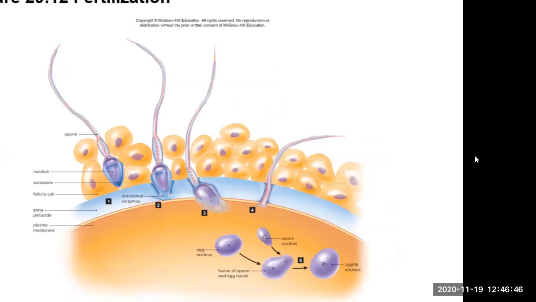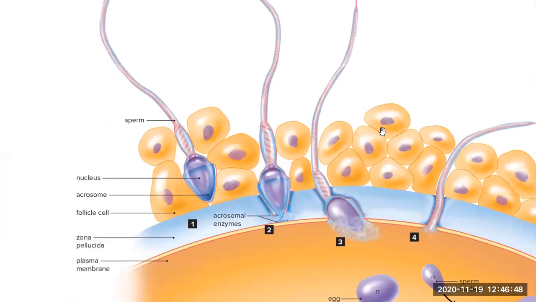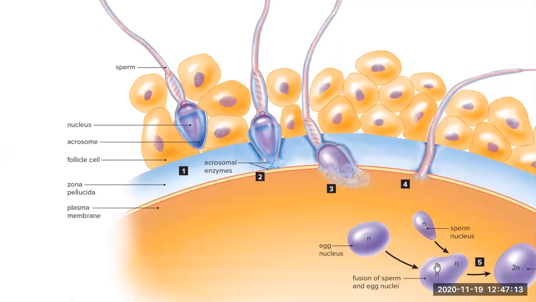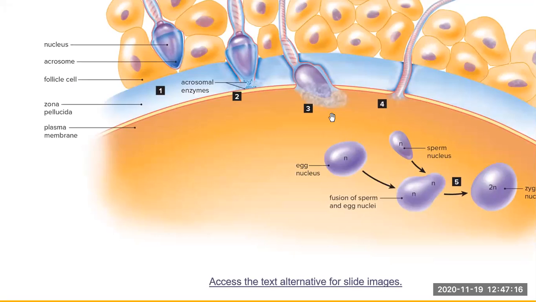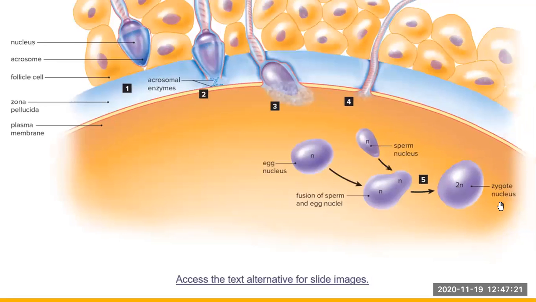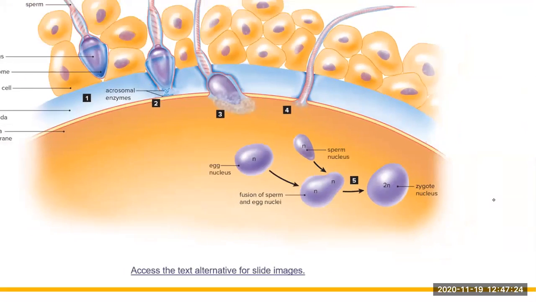This is a close-up of how the sperm penetrates the egg. This is the sperm head, and you can see the nucleus and the acrosome, and these follicular cells, which we call granulosa cells. Acrosomal enzymes digest the zona pellucida and the plasma membrane. Then the genetic material is sent toward the nucleus. We have a fusion of those two nuclei, creating a diploid nucleus, which is called the zygote.